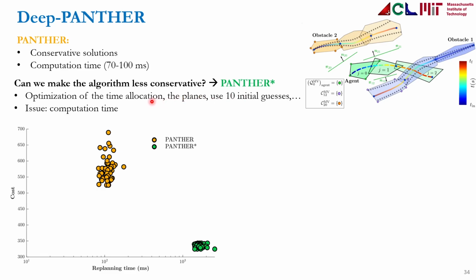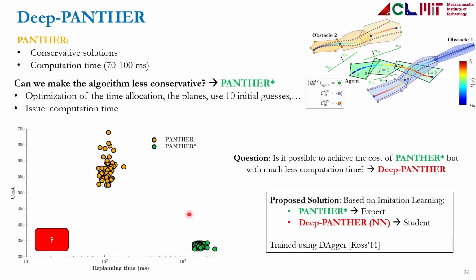Of course, these less conservative solutions come at the expense of computation time. So we go from this part of the plot to this other part where we can see that we have been able to decrease the cost, but at the expense of replanning time. Here we are talking of replanning times of around 1 second. So then the question is whether or not it's possible to operate in this area, where we have a cost very similar to Panther star, but with a replanning time much smaller. And this is what we call Deep-PANTHER.